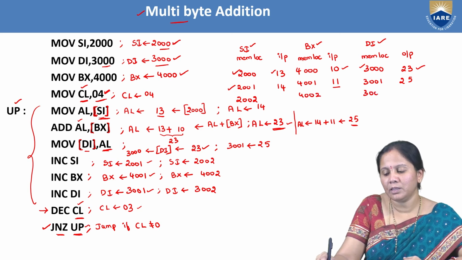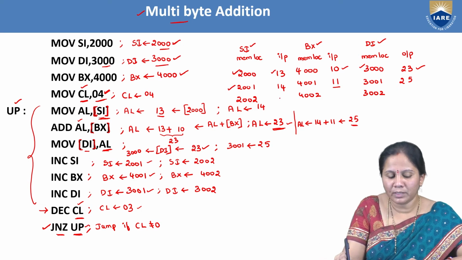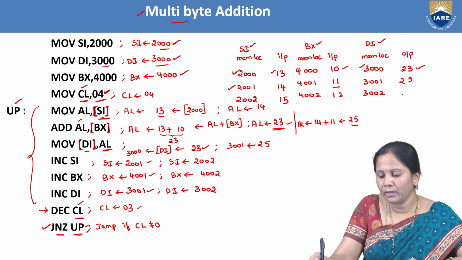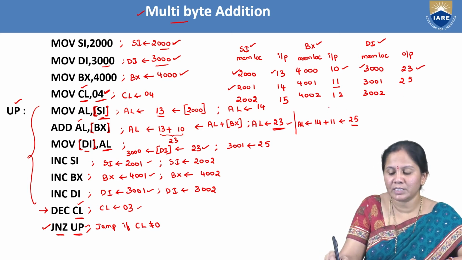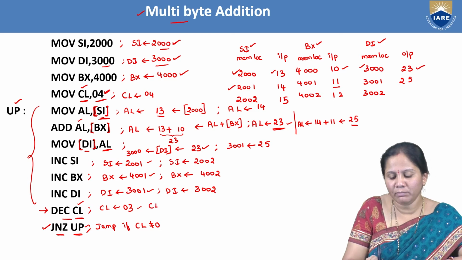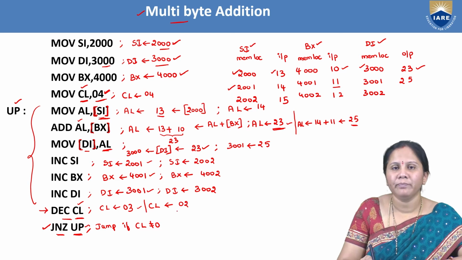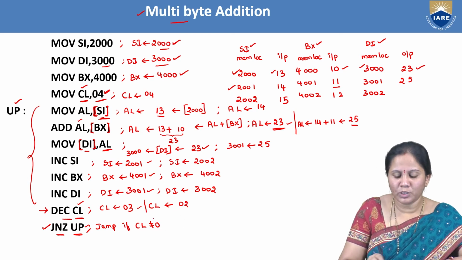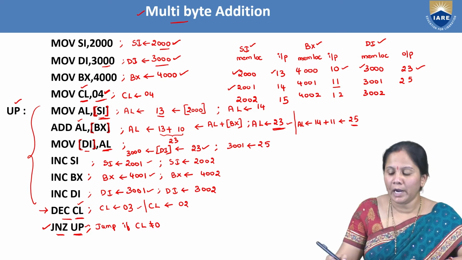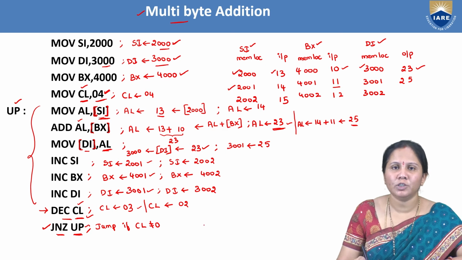So all the locations will be incremented for whatever inputs are there. For the same number of inputs, the decrement CL operation is performed. The CL value will be decremented by 1. If it is not 0, then JNZ up, the label will keep on repeating, and it will be continued until the value of CL becomes 0.